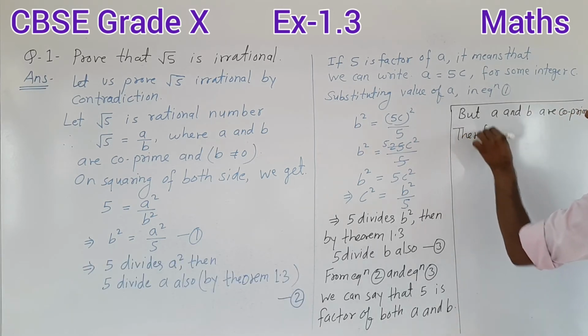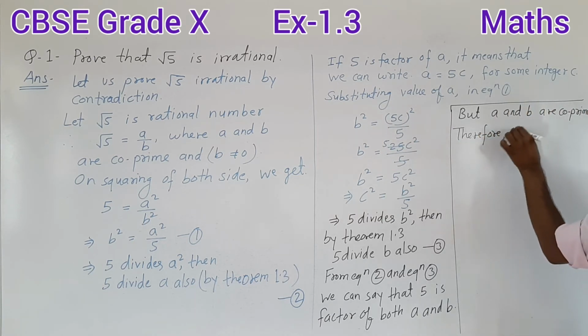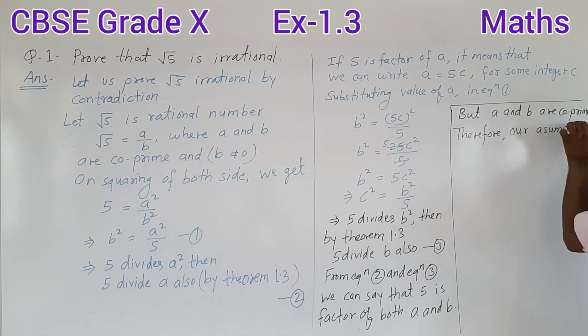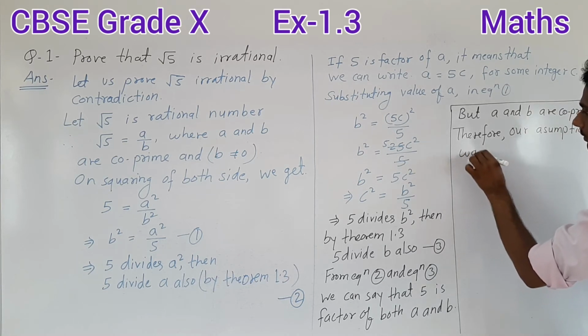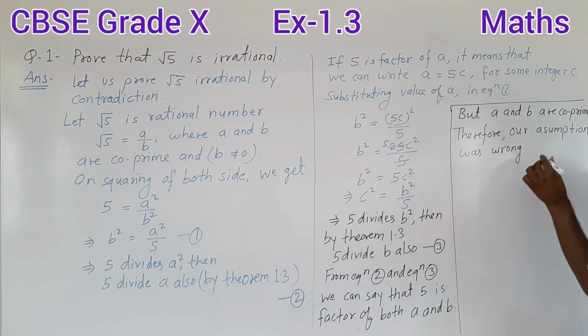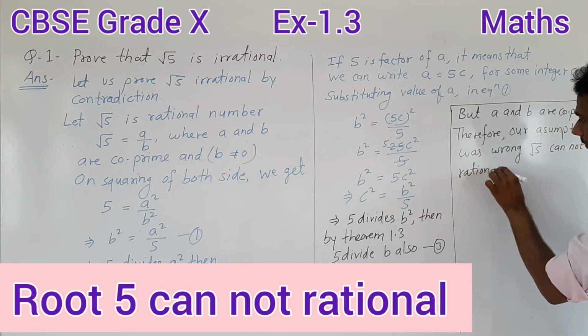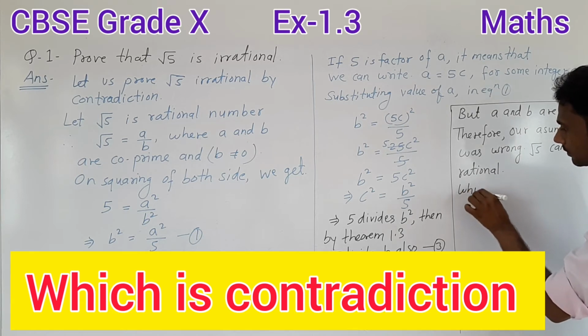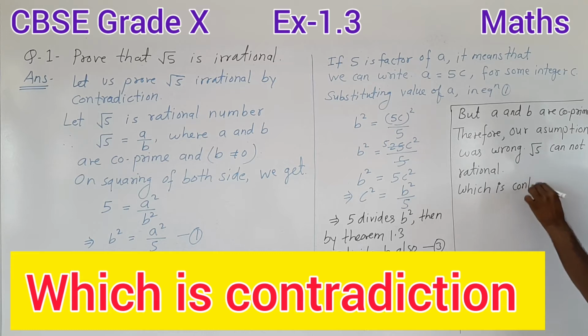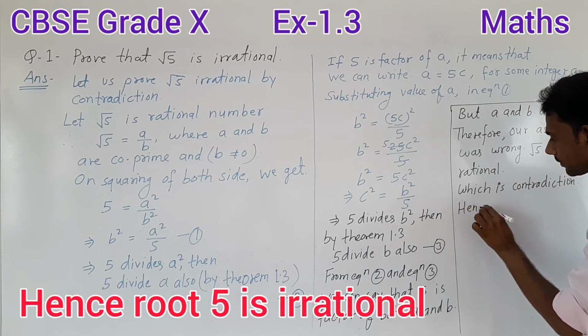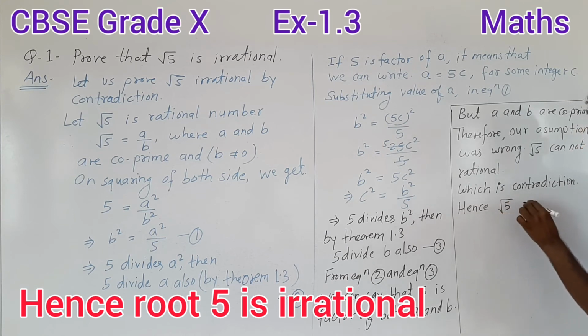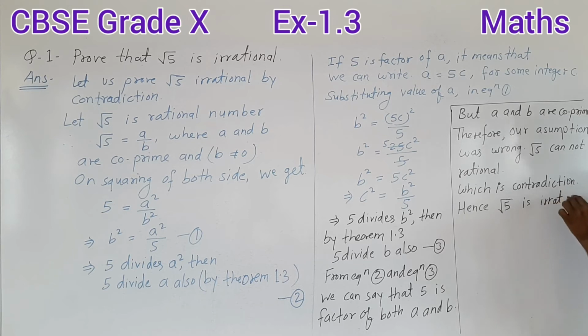Therefore our assumption was wrong. This implies that root 5 cannot be rational, which is a contradiction. Hence, root 5 is irrational. Proved.